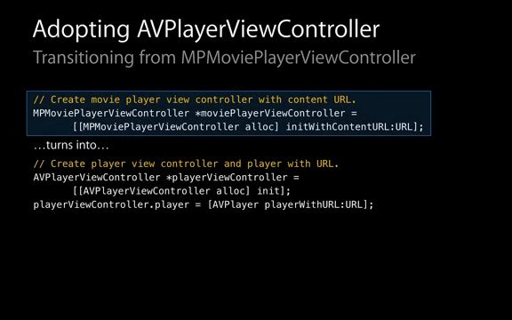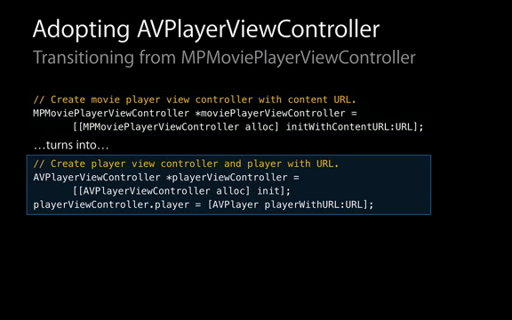If you're using MP Movie Player View Controller, just replace MP Movie Player View Controller alloc init with content URL by AV Player View Controller alloc init, and then create and associate the AV Player object like I've shown you before. However, if you're also accessing the MP Movie Player Controller property, the third scenario also applies to you.